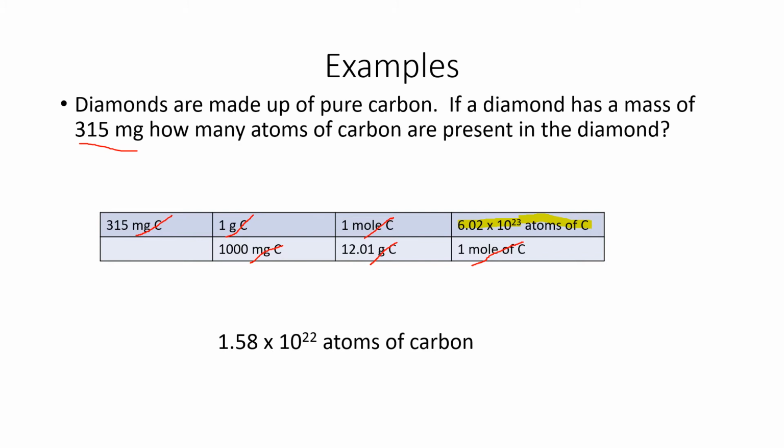So now we're ready to actually do the math part of the calculation. For the math part of the calculation, everything in the numerator gets multiplied, everything in the denominator gets divided by. So to actually get our final answer, we would take 315 times 6.02 times 10 to the 23rd, divided by 1,000, divided by 12, and we would get our final value, rounding to 3 significant figures because that's where our initial information was. 315 milligrams is 3 significant figures, so our final answer should be rounded to 3 significant figures as well. We'd be looking at 1.58 times 10 to the 22nd atoms of carbon.